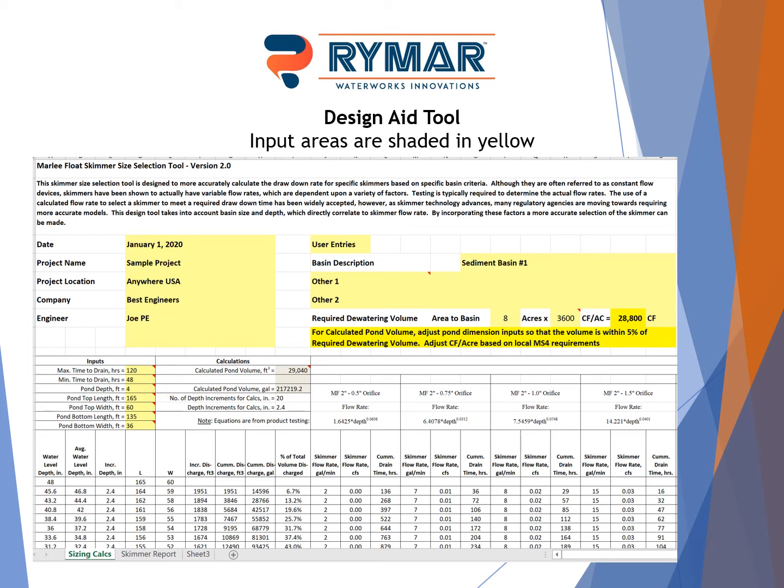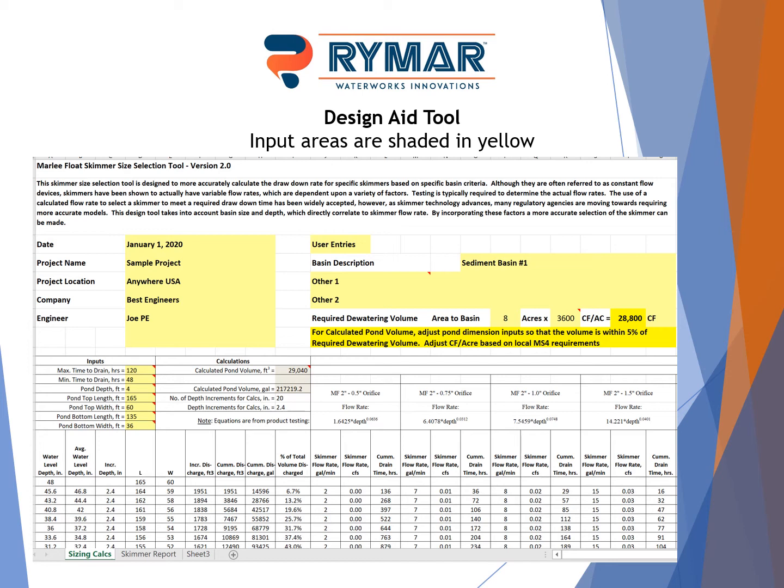Now the pond depth is what is equal to what the skimmer is going to drain. It is not the full pond depth. So it would only go up to the top of the riser structure or wherever a secondary orifice may be. The pond top length and width, and the bottom length and width. Now we understand that there are very few ponds that are perfect squares or rectangles. So you use your engineering judgment to adjust these numbers to get a calculated pond volume. In this case, our calculated pond volume is slightly greater, but within 5% of our required dewatering volume.